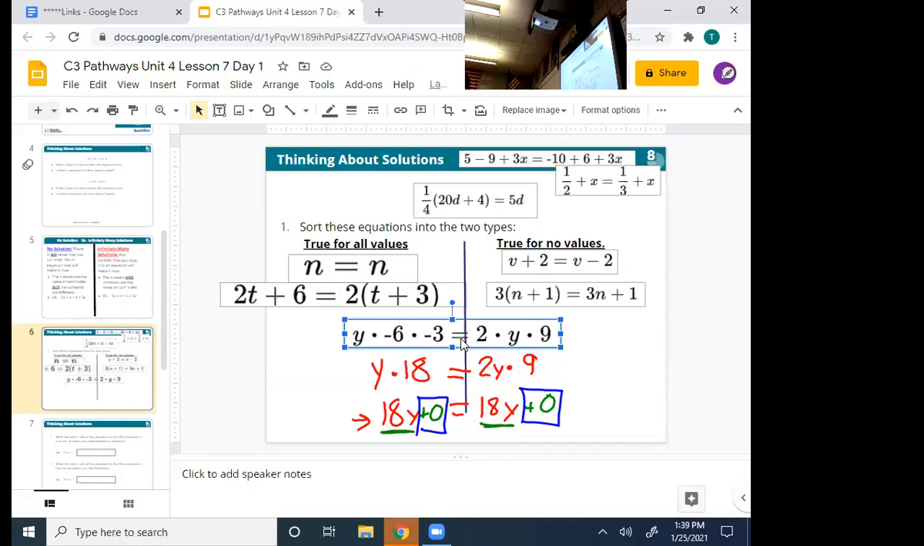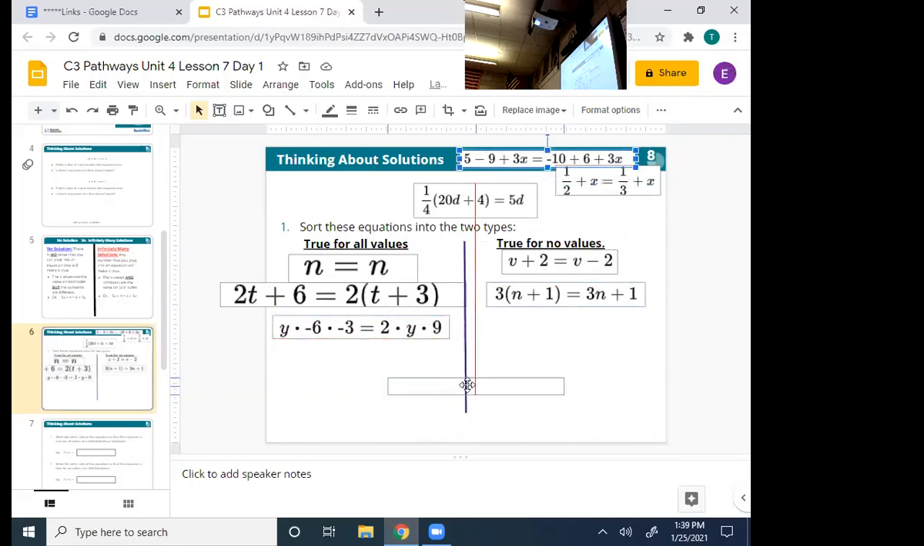Yes, Kaylee B. Scary good today. Not that it's surprising, it's just awesome. I'm so proud of you, Kaylee B. So this is going to be true for all solutions because when we multiply it out, we get 18y is equal to 18y. True for all solutions. Very good, Alyssa Button. Yes, girl.